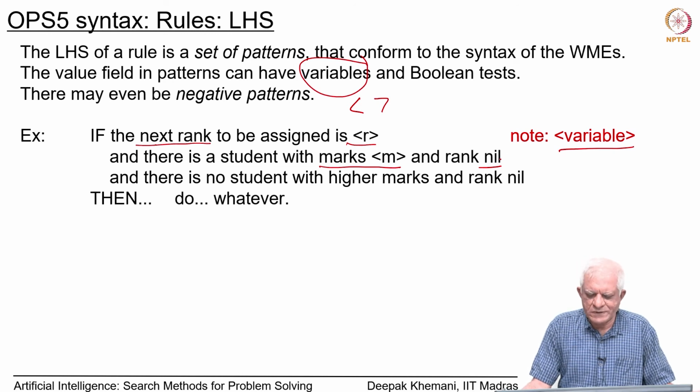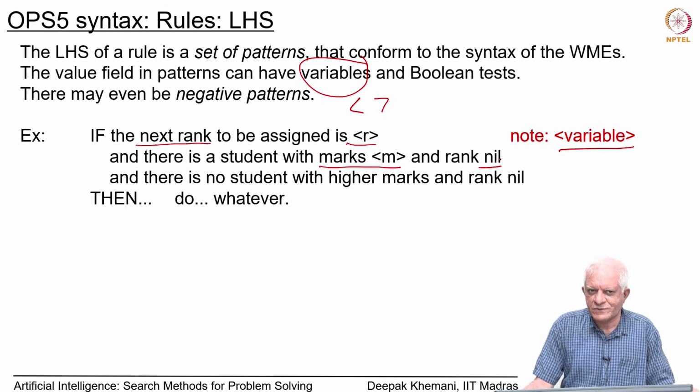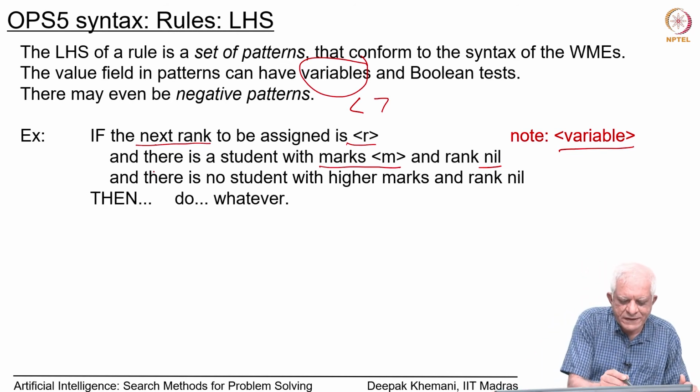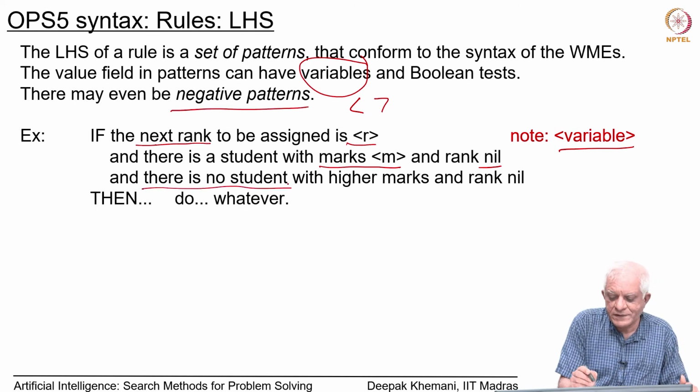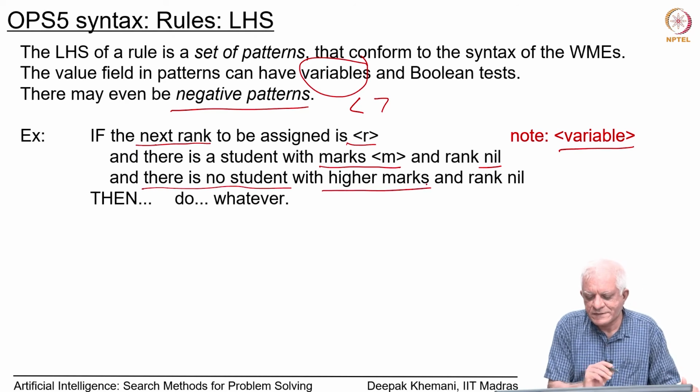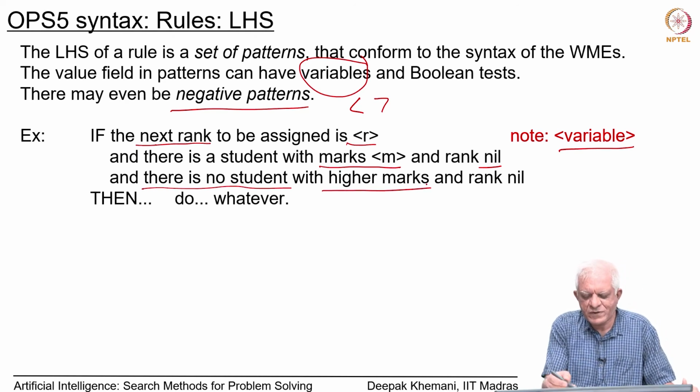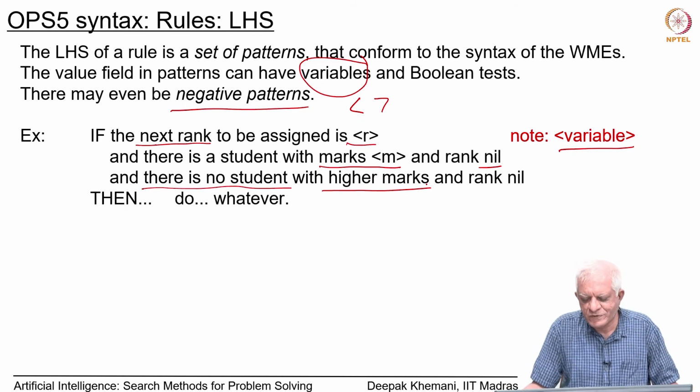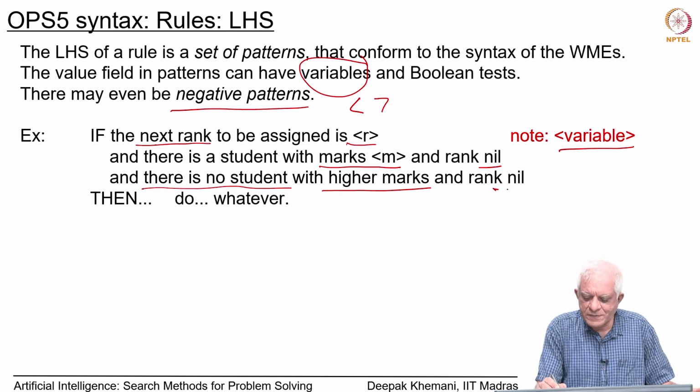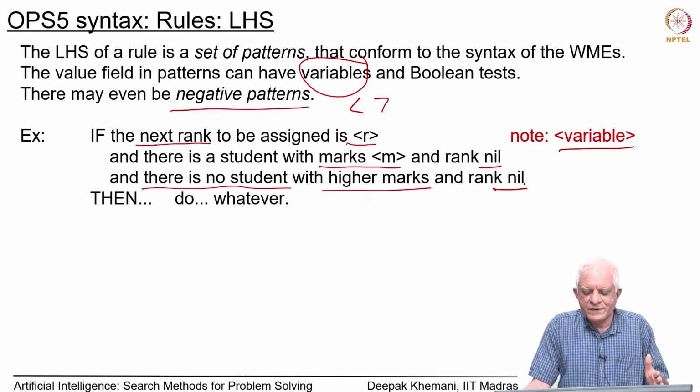For example, R could be 2, 3, 4, 10, whatever the case is, and we are saying that here is a student who has not been assigned a rank, and the student got m marks essentially. But what is more important, why should we choose this particular student? And this is captured in a negative pattern. It says there is no student with higher marks than m. I could have written m here, I just wrote it in more English-like fashion, who has not been assigned a rank still essentially. So, essentially what are you saying?